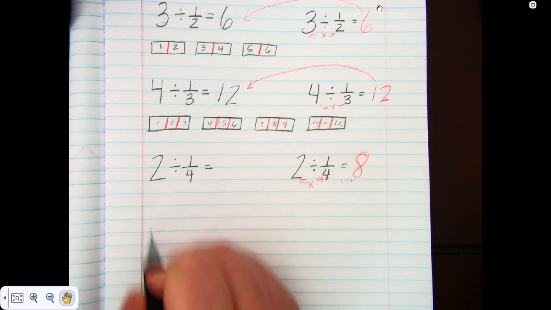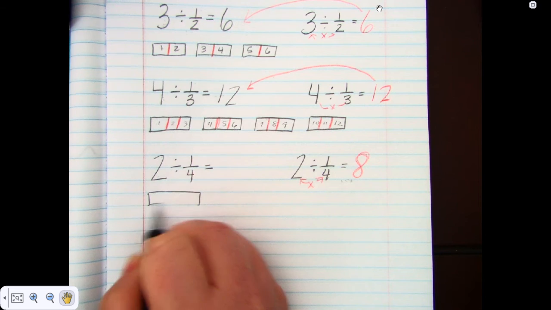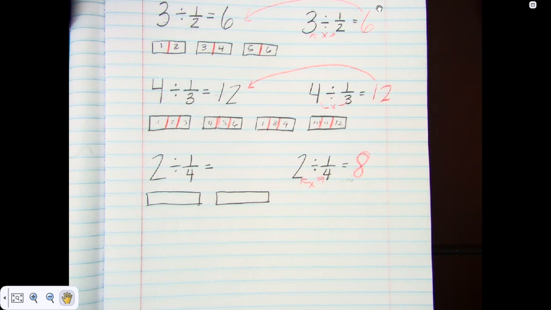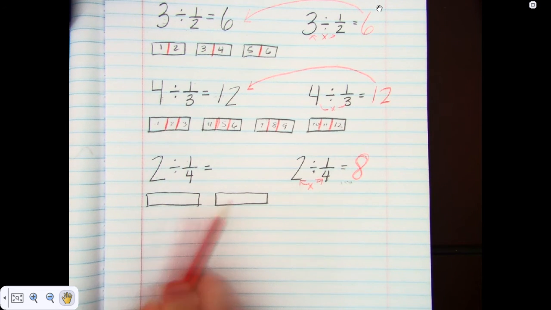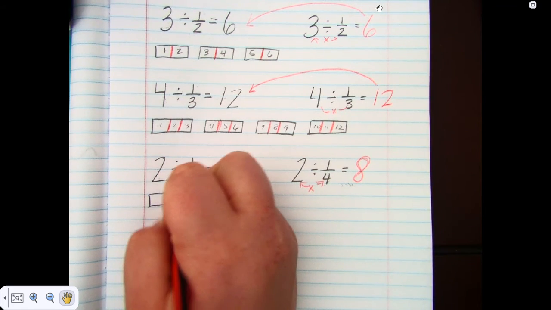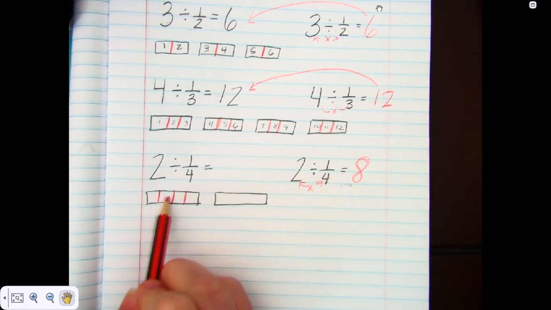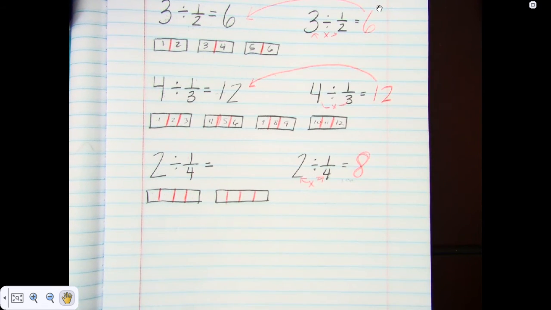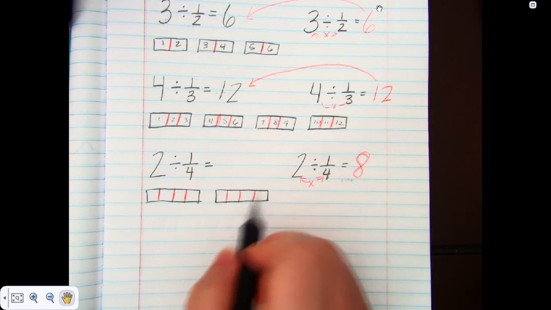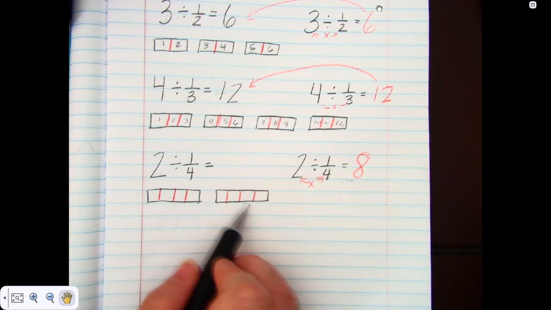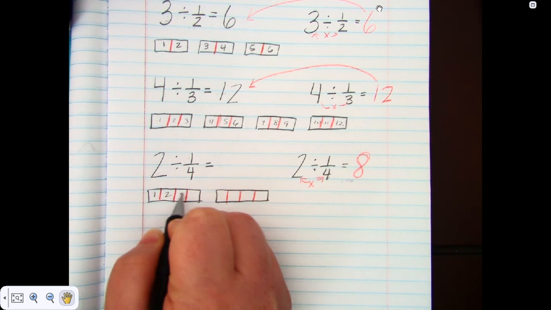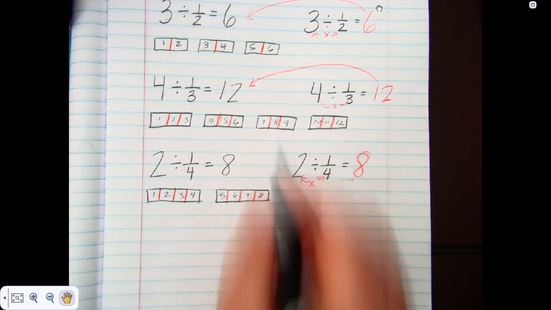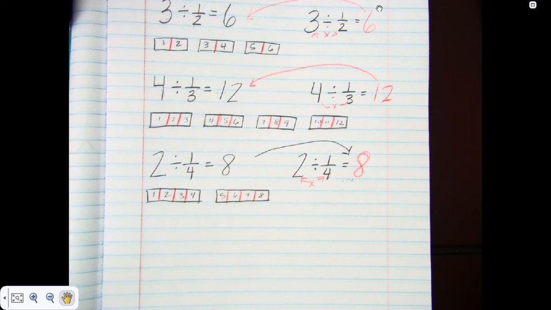So we have a 2 as our whole number, so I'm going to draw 2 boxes. And our fraction in this problem is 1/4, so that means that I need to split each one of these models into 4 pieces. So I have 4 pieces here, and I have 4 pieces here as well. To get the answer, I just need to count how many total pieces I've created. So we have 1, 2, 3, 4, 5, 6, 7, 8. We have a total of 8 pieces, and that matches the prediction that we made before.